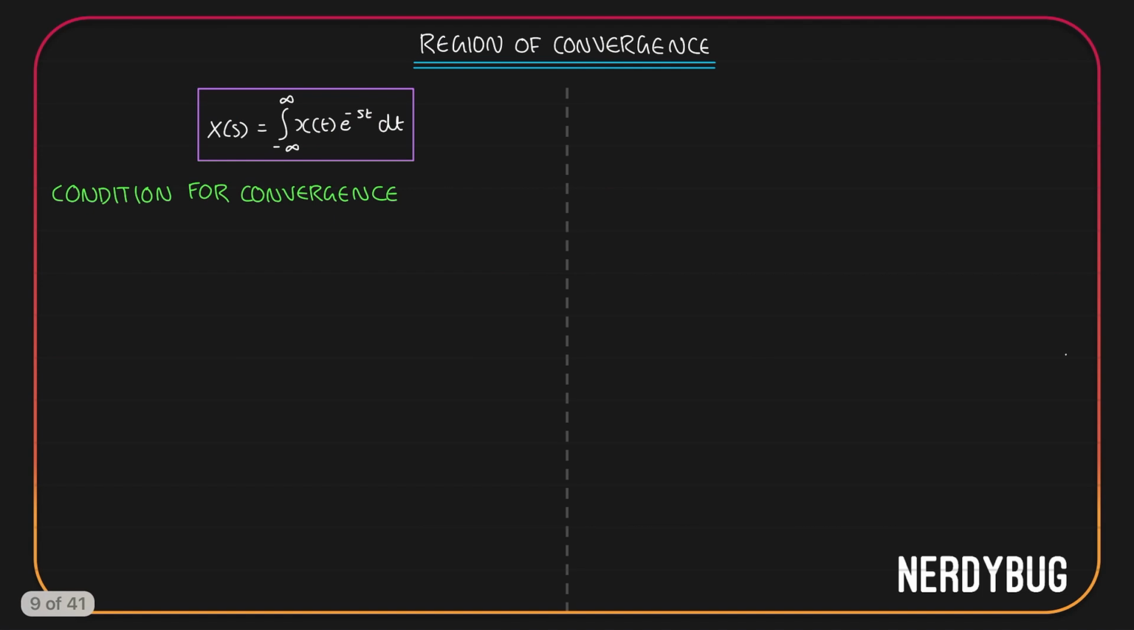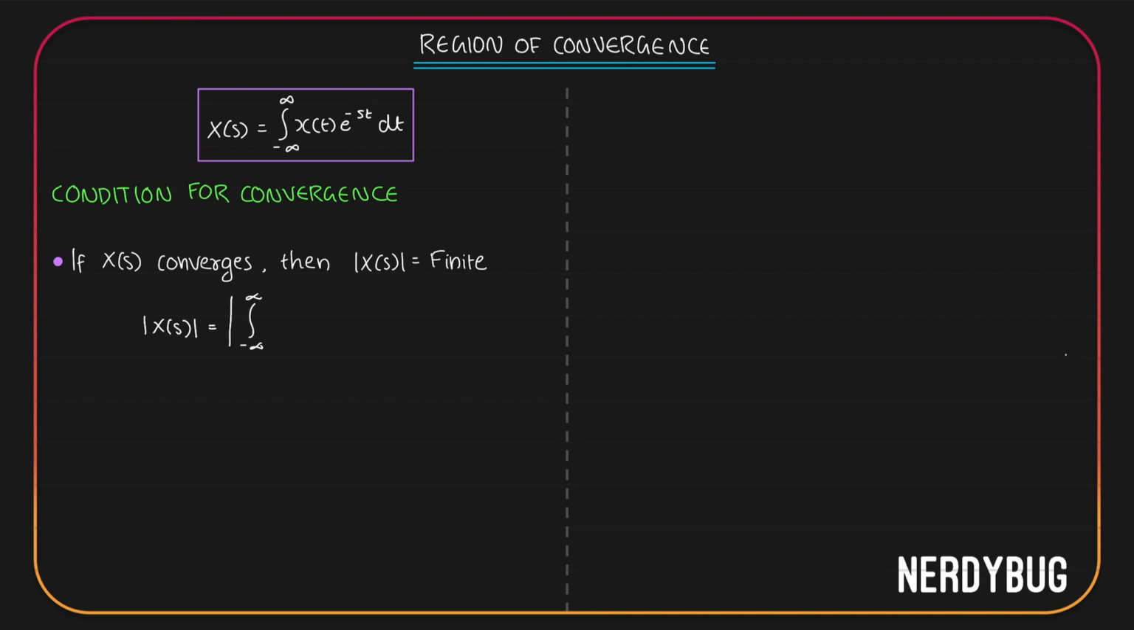Let us now derive the condition for convergence. We know x of s is given by this integration. Integral from minus infinity to infinity x of t e raised to minus st dt. Now, when we say x of s converges, what we mean is that the magnitude of x of s is a finite value, not infinite. From here, we can write the magnitude of x of s. Magnitude of x of s will be magnitude of integral from minus infinity to infinity x of t e raised to minus st dt.